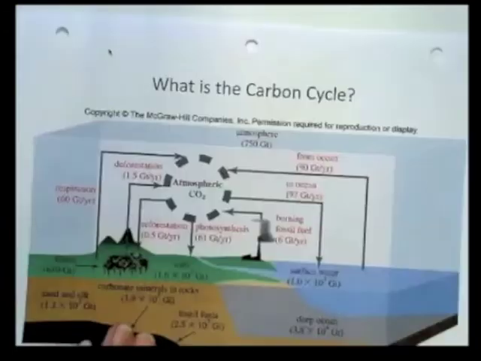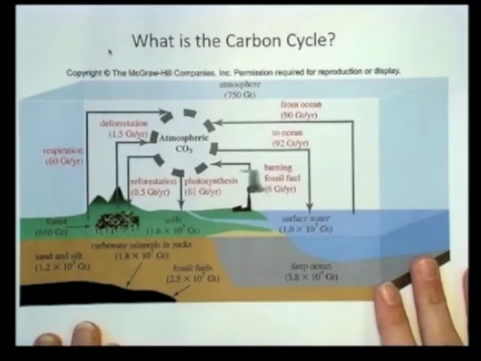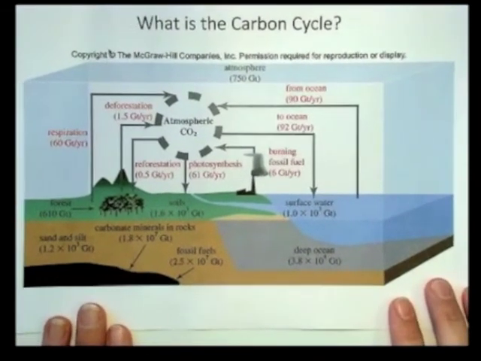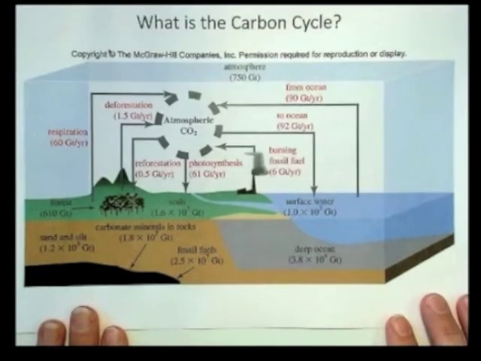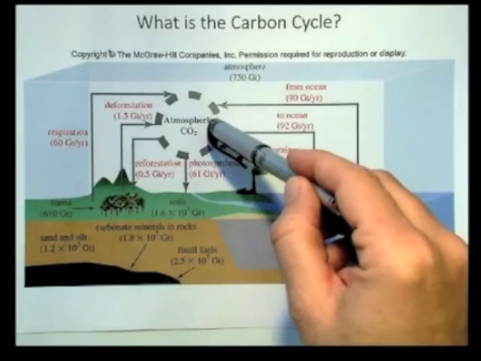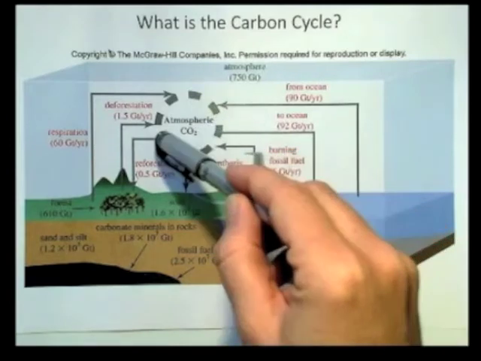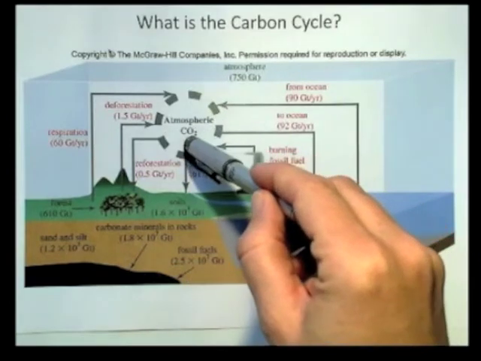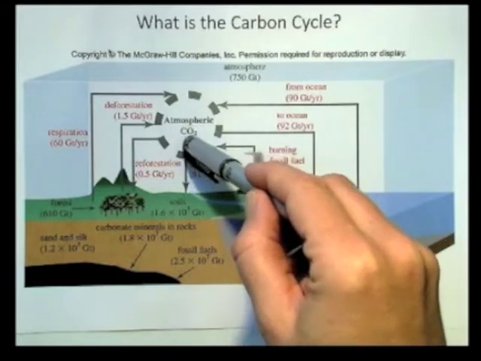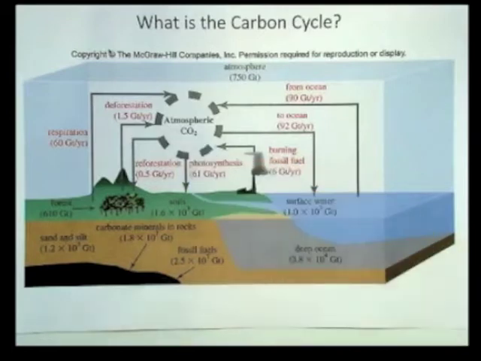This particular picture is from your book. It's actually very complicated; this is a simplified view of the carbon cycle. And so what you see here is atmospheric carbon dioxide. When carbon is in the atmosphere, it's largely in the form of carbon dioxide, so the carbon is part of the molecule carbon dioxide.